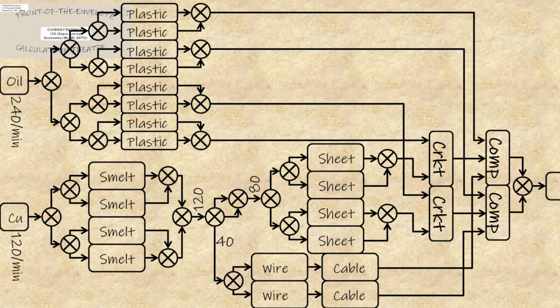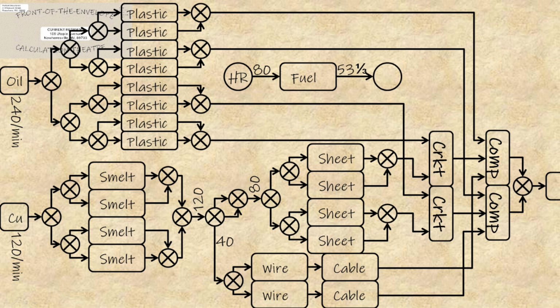Now, what about the heavy oil residue? Well, it's coming out at 80 a minute. I can refine it into fuel at 53 1/3 a minute and fill one of those really big industrial fluid buffers full of the fuel. Now, as to the fuel, well, I'm sure I can think of something.